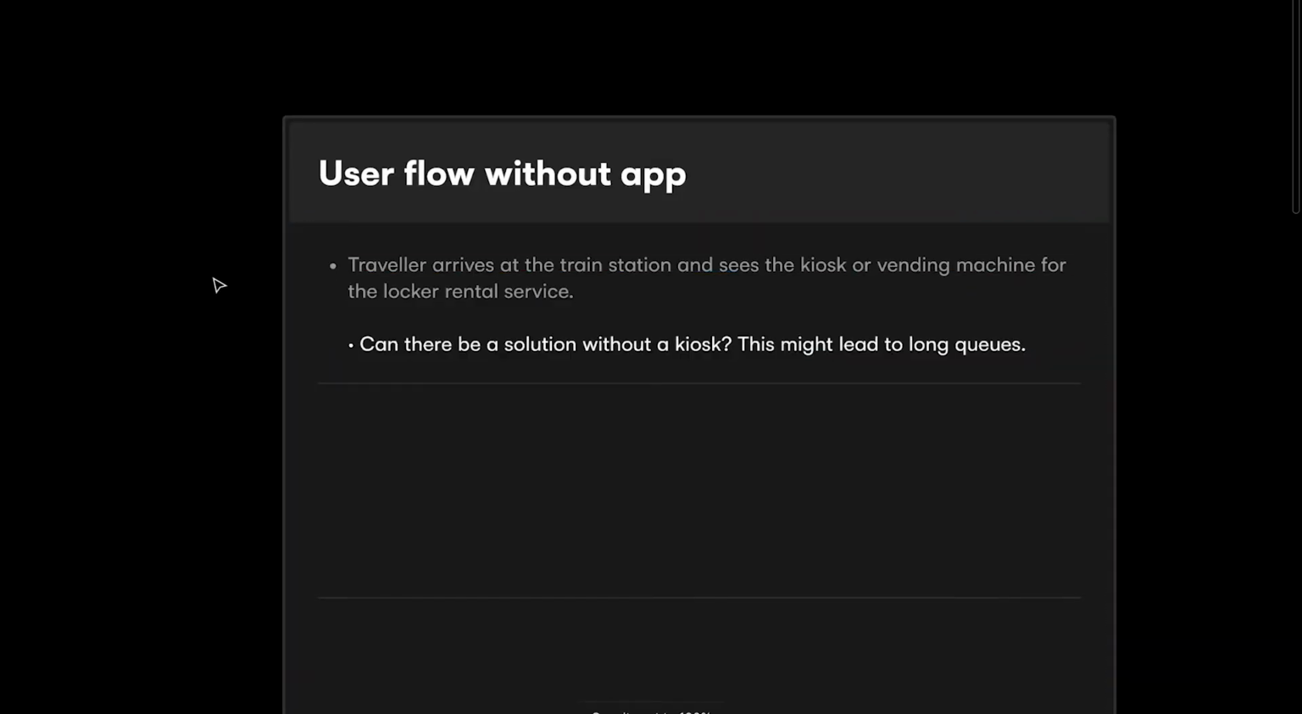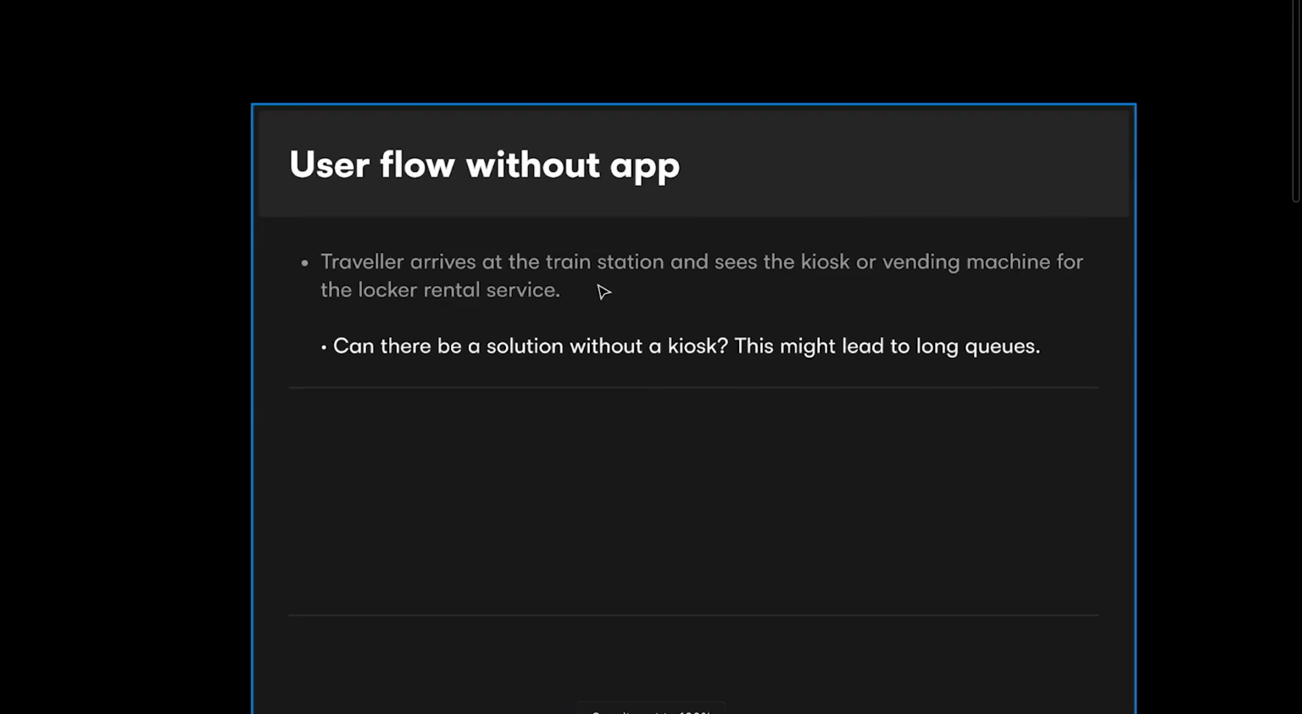Now, the first step is that it says the traveler arrives at the train station and sees the kiosk or vending machine for the locker rental service. Now, I'm just going to assume kiosk and not worry about this vending machine, because I don't know how this vending machine works or what it is. But a kiosk is a lot more straightforward because everybody has used it before, right?